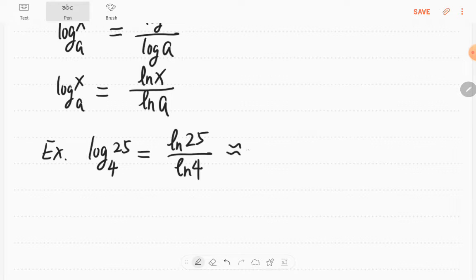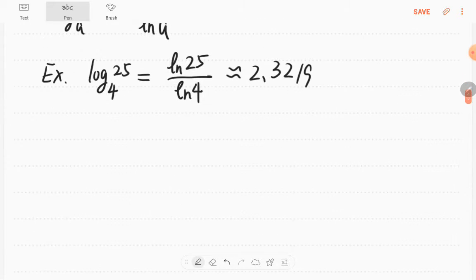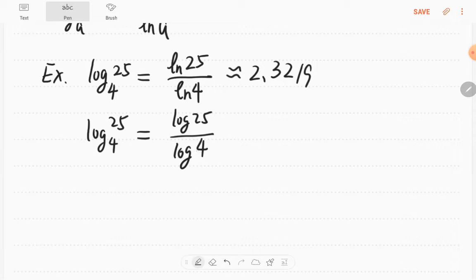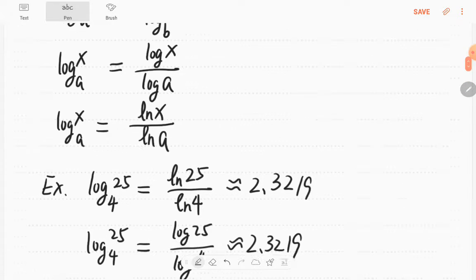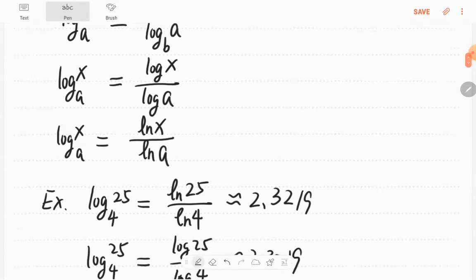You will get 2.3219. Or you can do the same thing with log 25 over log 4. Then you use the button for the log function with base 10 on your calculator, and you will get the same answer. So this is the change of base formula.